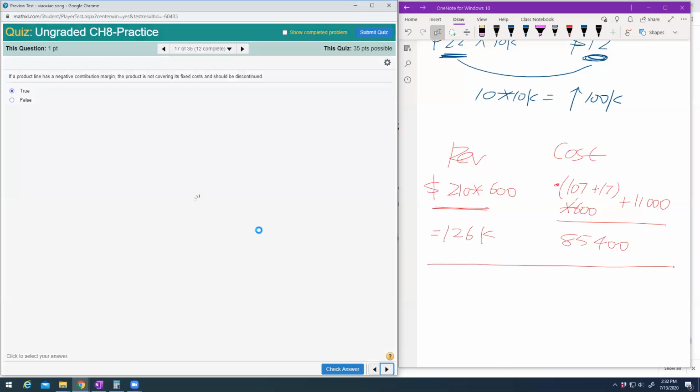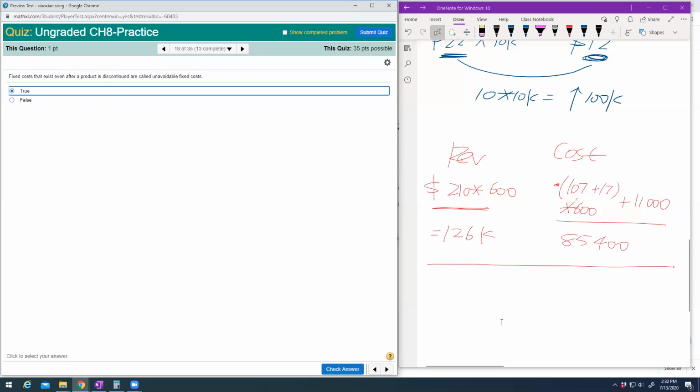Next one said fixed costs that exist even after a product is discontinued are called unavoidable fixed costs, right? That's correct. Even if you discontinue it, you cannot avoid it. That is unavoidable fixed cost. Some fixed cost can be avoided, so if you discontinue, you can avoid it. Let's say special equipment. I remember from our textbook, if you have to rent special equipment, then if you discontinue the product, you don't need to rent this special equipment. So that will be avoidable. Otherwise, it's unavoidable.